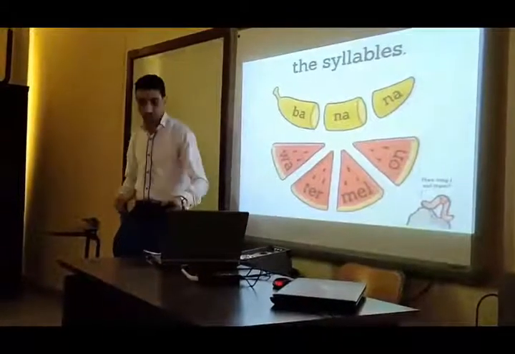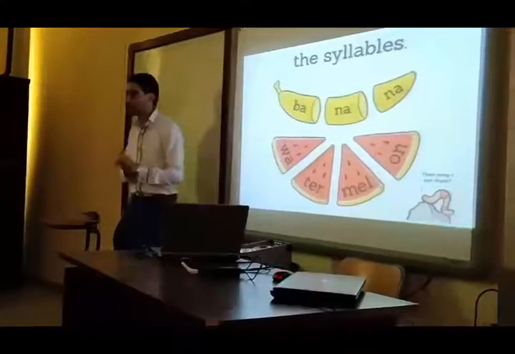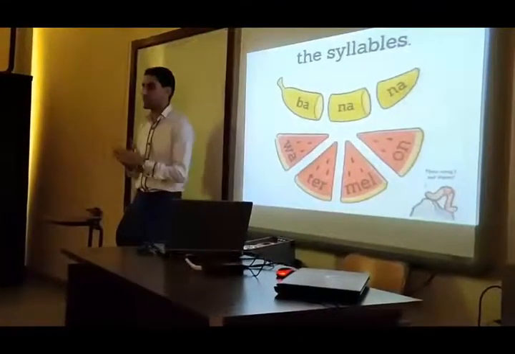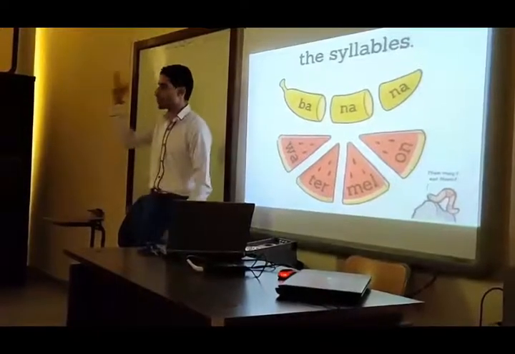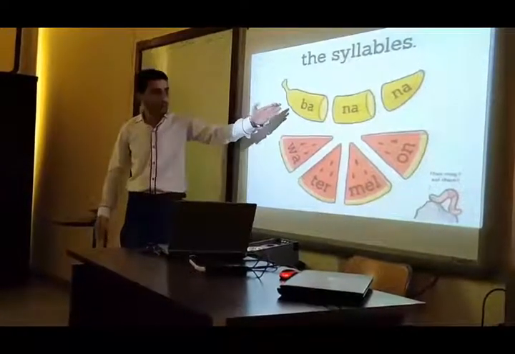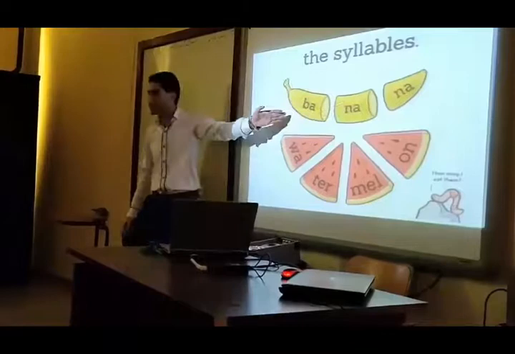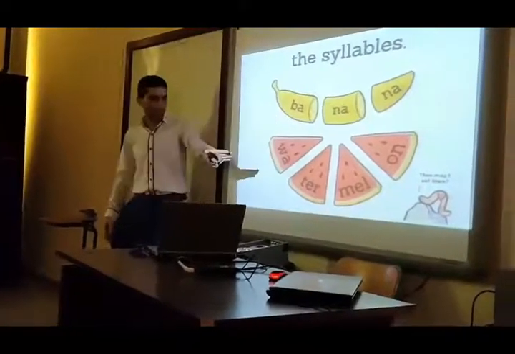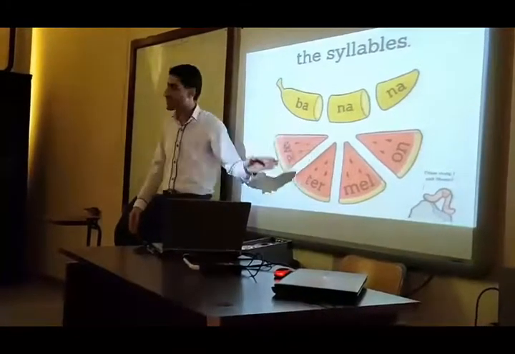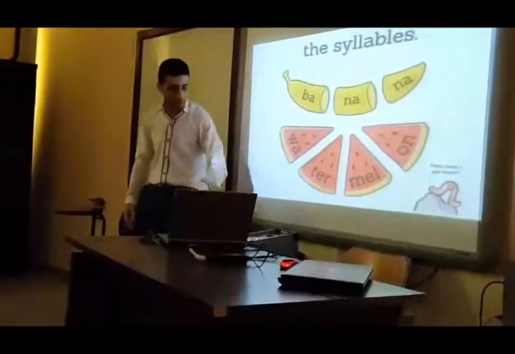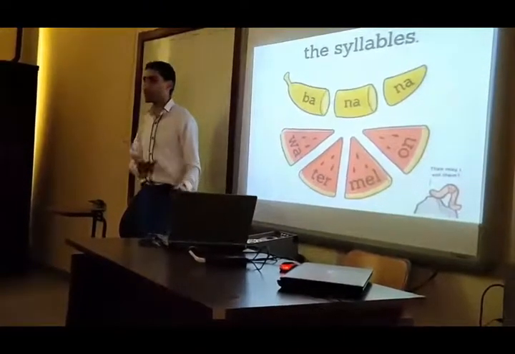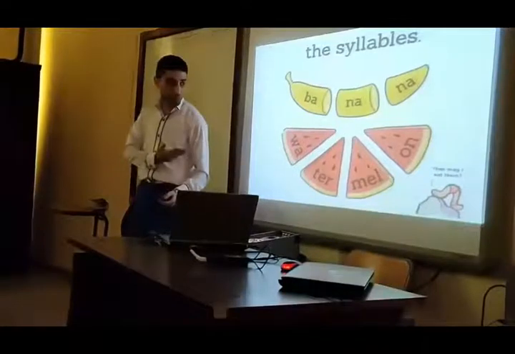Okay, the syllables. Like in the picture, each word has syllables: one syllable, two syllables, or three syllables. Like this banana, how many syllables does it have? Three. And watermelon, how many syllables? Four. Okay. How can we know that? How can we count the syllables? Let's watch the video.